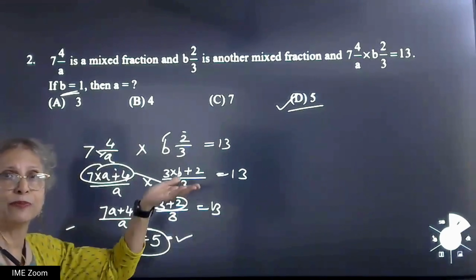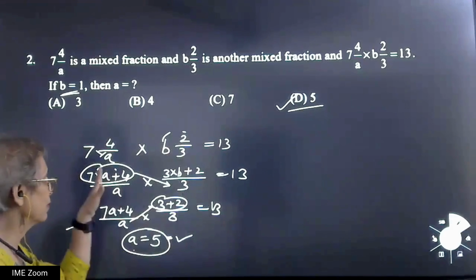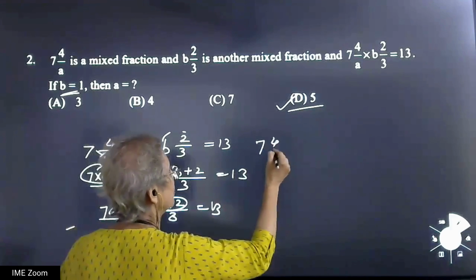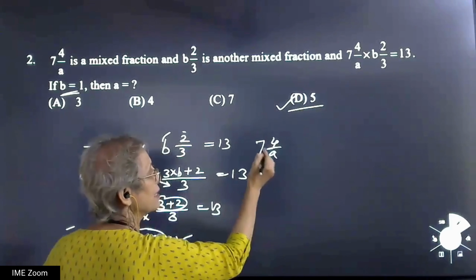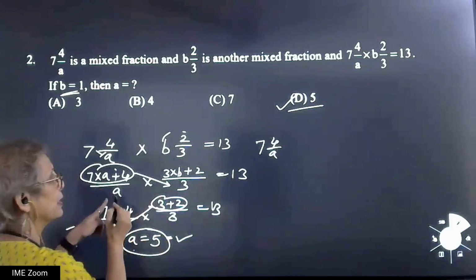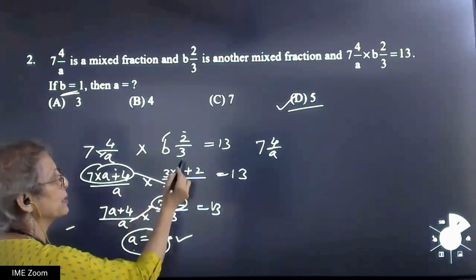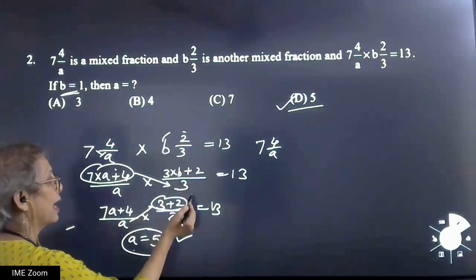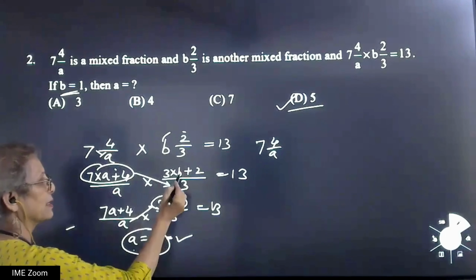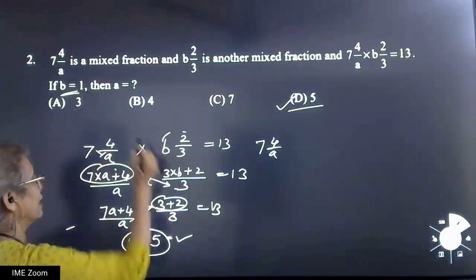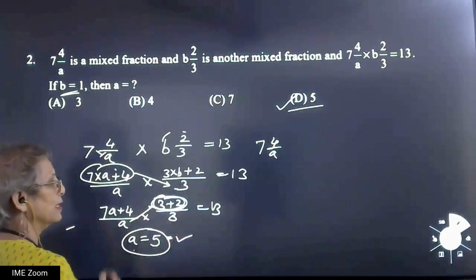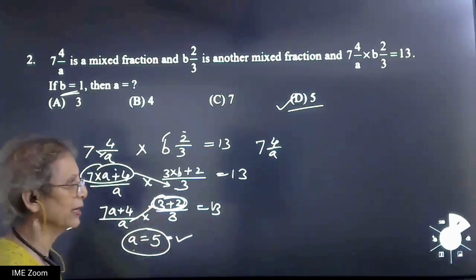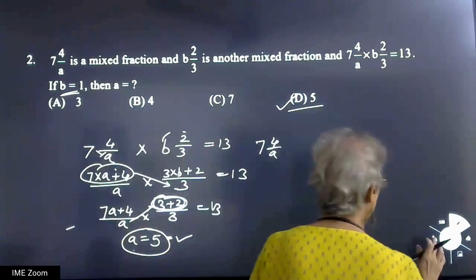Only the things you should know: conversion of mixed into improper, improper into mixed. Once again, let me tell you, this is 7 integer 4 upon A. How to convert? 7 into A plus 4 upon A. So that becomes improper. Similarly, B into 3 plus 2, so this becomes an improper fraction. And because B is 1 given, we could find the value here. 3 plus 2 and then we got A is equal to 5. Okay. Let us do the next question.